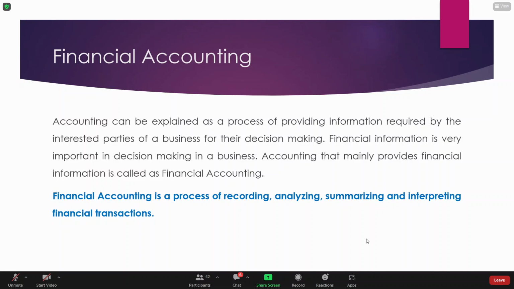Financial accounting is a process of recording, analyzing, summarizing, and interpreting financial transactions. So if someone asks what is the definition of financial accounting, yes, it is a process of recording. You record the financial transactions. Once recorded, you analyze them, then you summarize and interpret them. So recording, analyzing, summarizing, and interpreting financial transactions is called financial accounting.